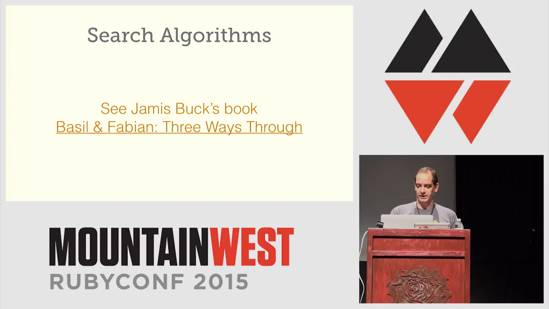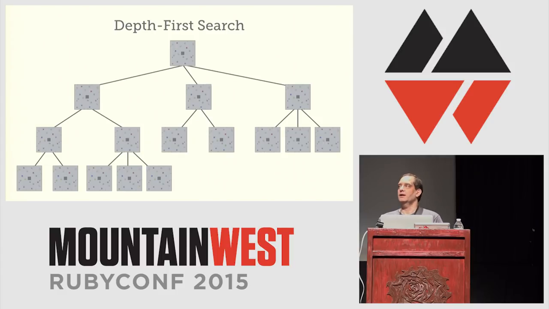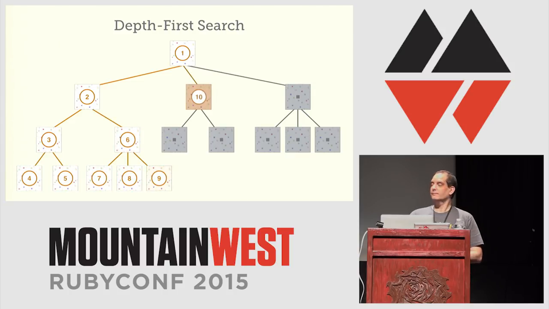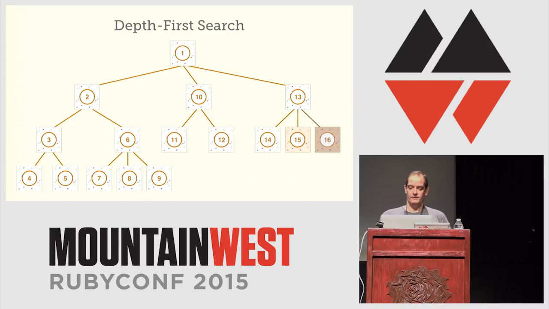So the first search algorithm I'm going to talk about is one of the most basic ones. It's called the depth-first search. In a depth-first search, you search all the way down one branch of the tree, and then you back up and try a different branch. So that ends up looking like this. We're going to go all the way down to the bottom of the tree, back up and over, and that's a depth-first search. Okay?